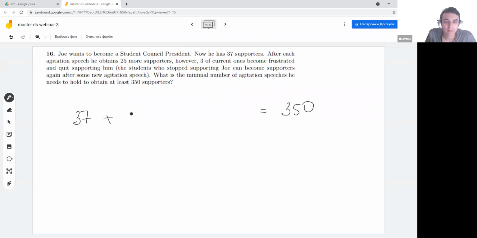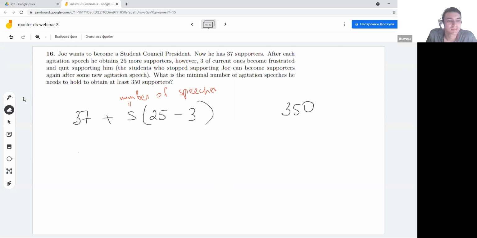Let's say that he gives S speeches. So S is the number of speeches, okay? Plus S times what? How many supporters does he gain per speech? So he gains 25 supporters and loses 3. Seems like that. So we have that. Oh, and we want to get maybe not exactly 350, but at least 350. This is important.